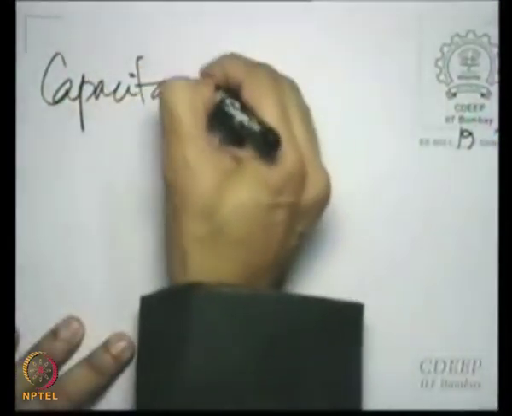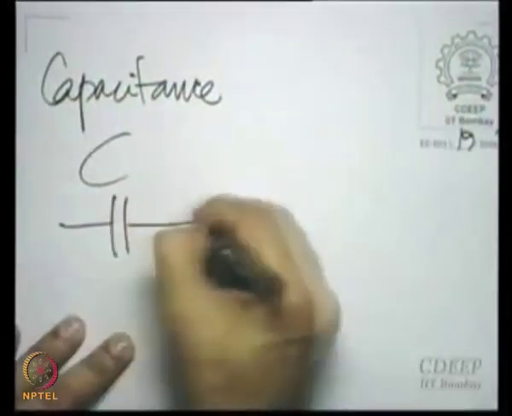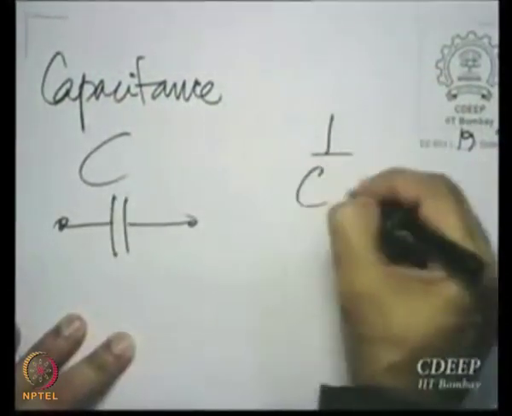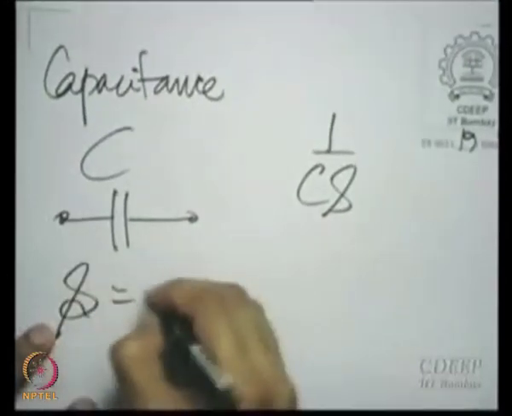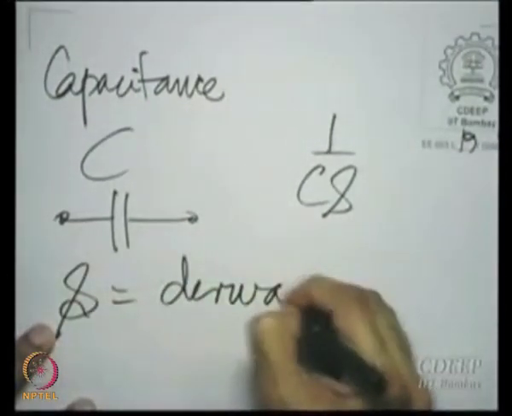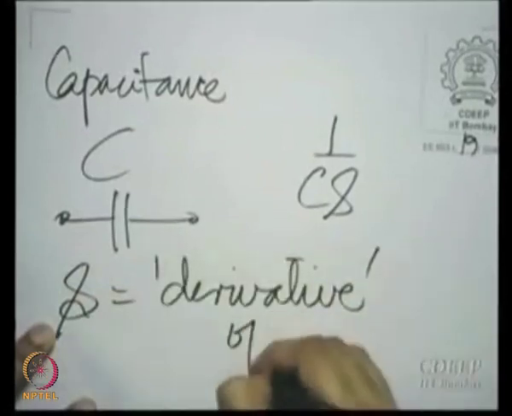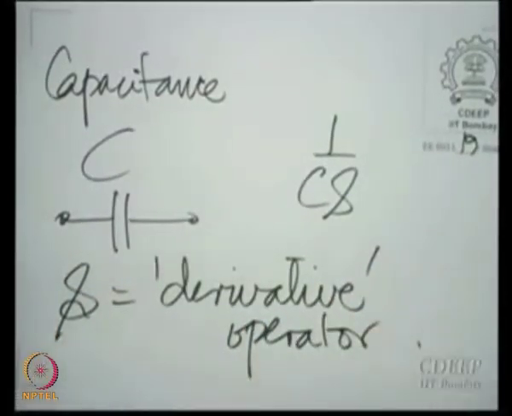So, there we are. In a capacitance of value C, the Laplace domain impedance is 1 by Cs. And in all these cases, S essentially captures the derivative operator. And therefore, one approach that we could take to move from an analog filter to the corresponding discrete time filter is to make a change on S.